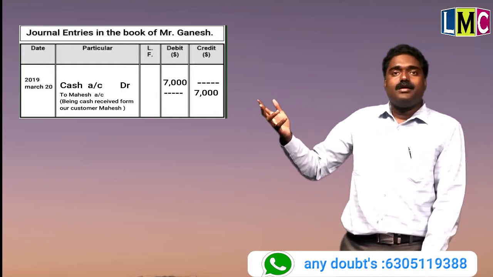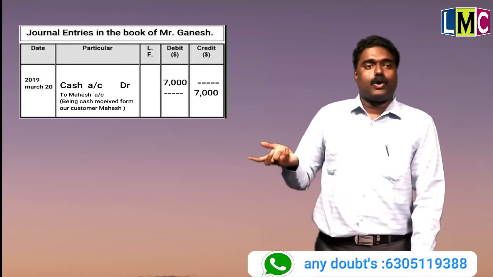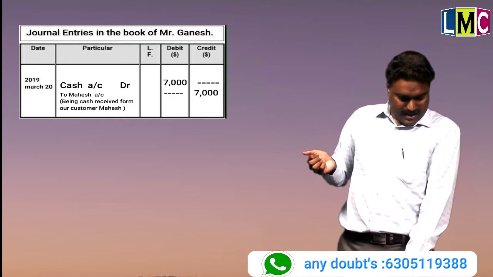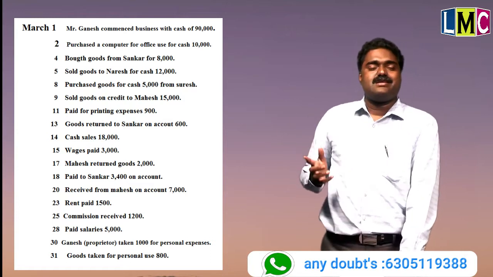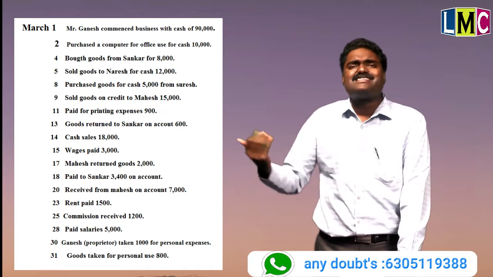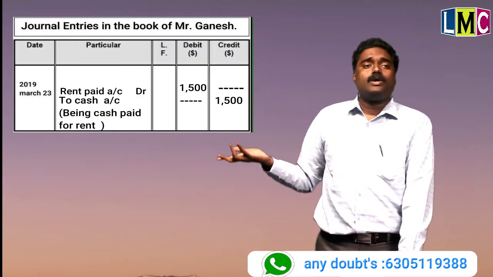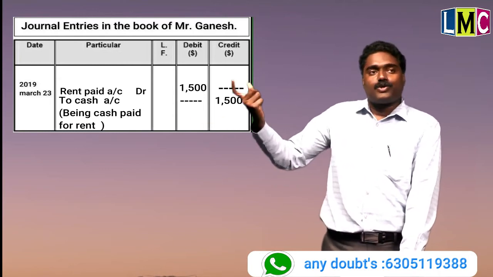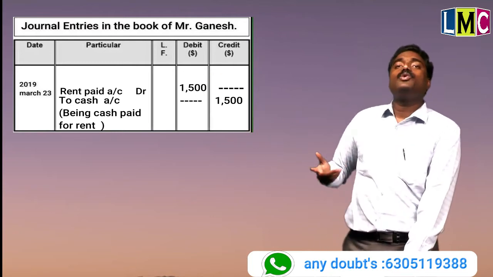Being cheque received from Mahesh, or being cash received from Mahesh. Anything would be fine. And next would be 23rd of March. Paid rent. What is going out? Cash is going out. What is coming in? Rent. Rent comes under nominal account. Debit all expenses and losses. Credit all incomes and gains. So rent account debtor to cash account.